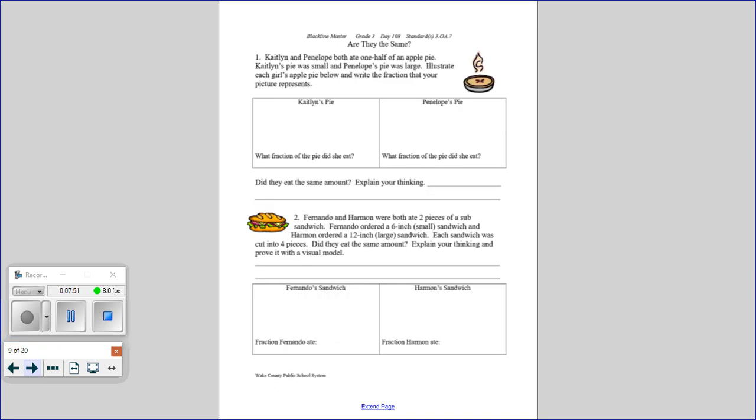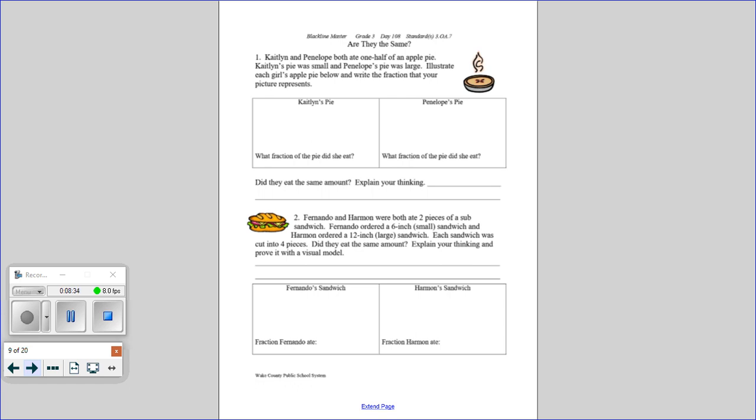Alright, so now we're going to work on a couple of additional word problems. I would like you to solve them on your paper. I will pause the video and kind of jump in and give some guidance along the way, but for the most part, these are going to be on your own. So the first problem reads, Caitlin and Penelope both ate 1/2 of an apple pie. Caitlin's pie was small. Penelope's pie was large.